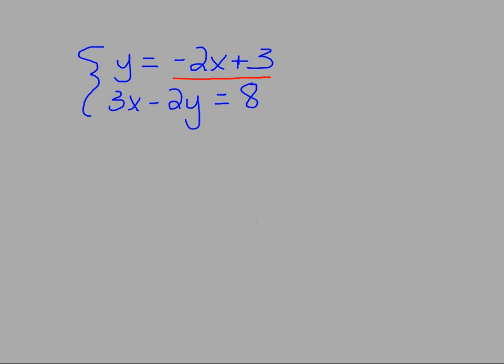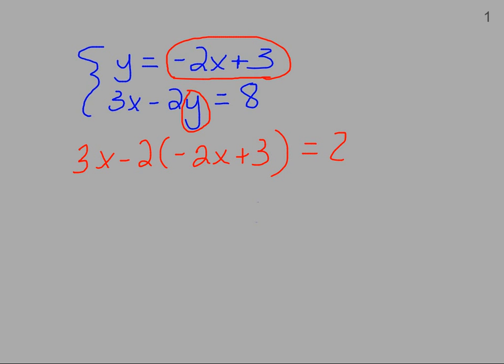2x plus 3. So what we're going to do is take that negative 2x plus 3 and substitute it in for the y in the second equation. So it looks like this. You write 3x minus 2 and then put a parentheses, and instead of having that y, we now have the negative 2x plus 3 and then equals 8 to finish that equation.